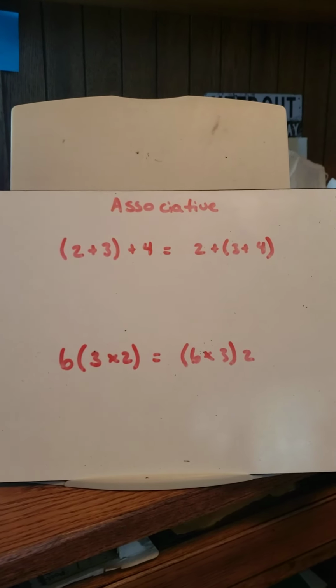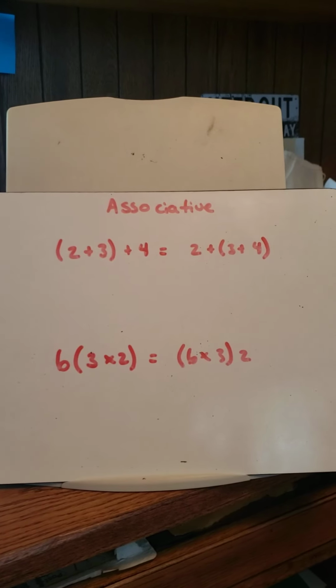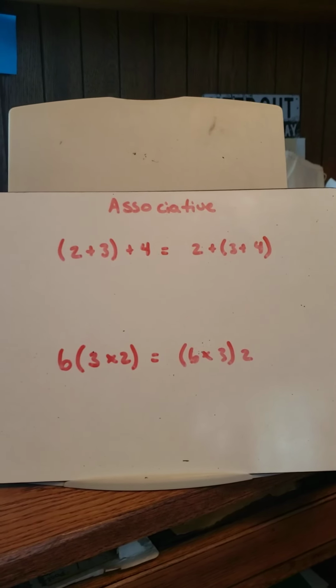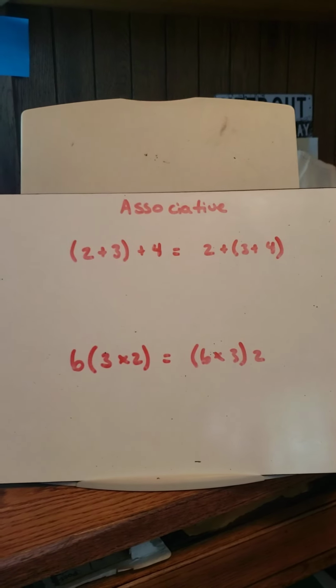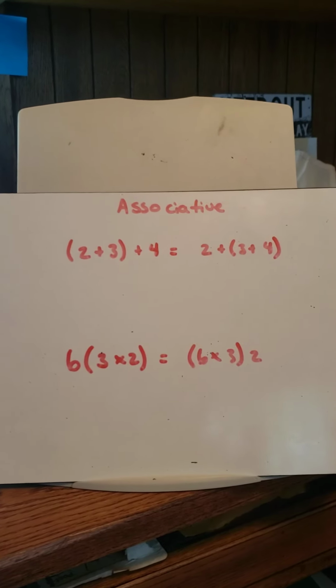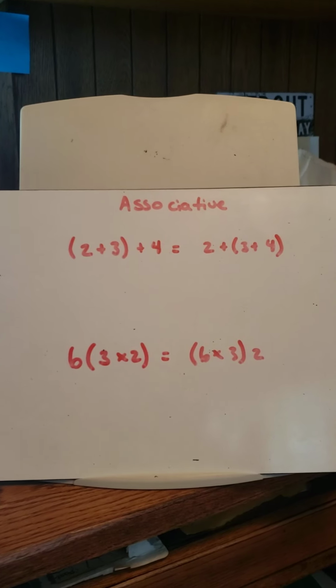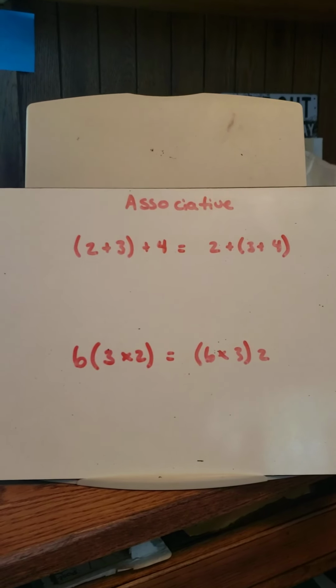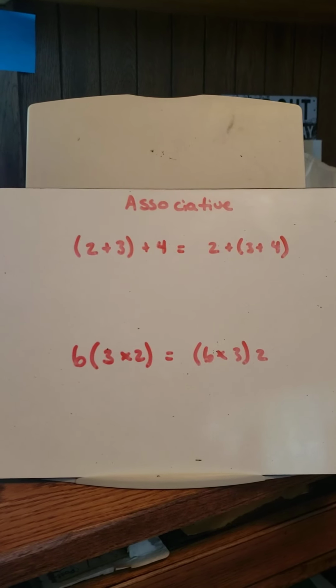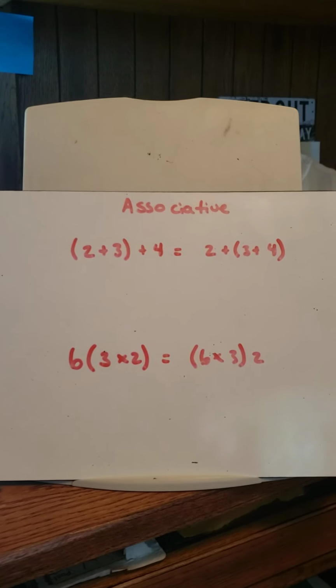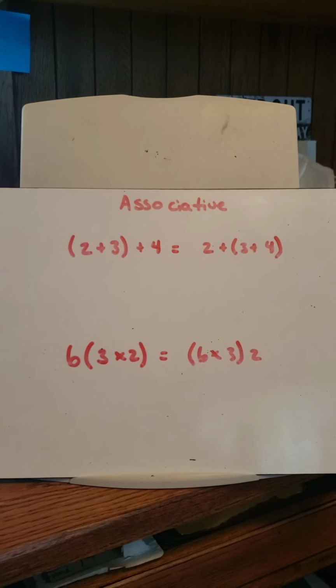Same thing down below here. 3 times 2 is 6, times 6 is 36. 6 times 3 is 18, times 2 is 36. The order of the numbers doesn't matter. And in algebra, that's going to be important because that means that we could rearrange the numbers to make them look the way we want them to look to solve our problem. It won't matter because of these properties.